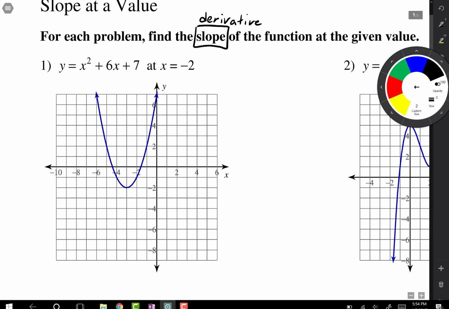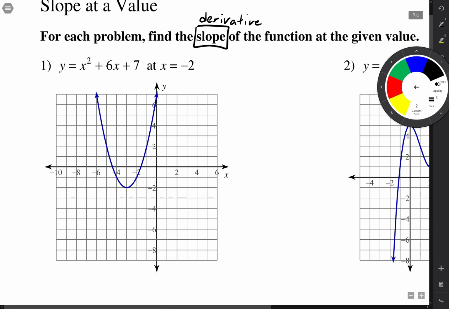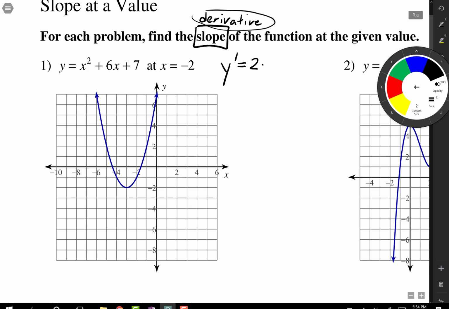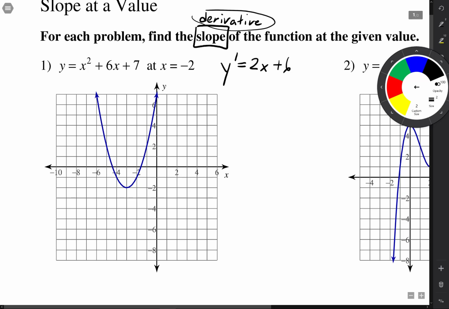Okay, so finding the slope of a function is basically the same thing as asking you to take the derivative of the function at a certain value. So we just take our derivative, y prime is 2x plus 6, and when x is negative 2, the derivative is 2 times negative 2 plus 6. So that's negative 4 plus 6, so the slope should be 2.